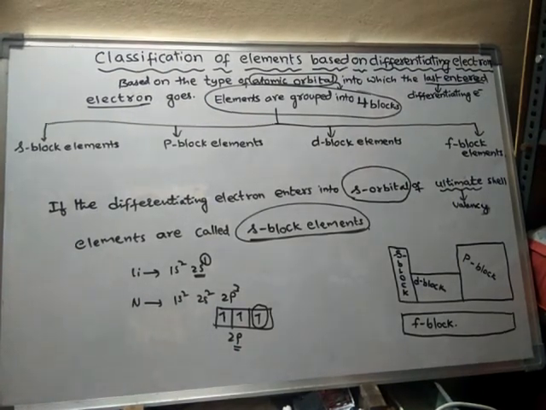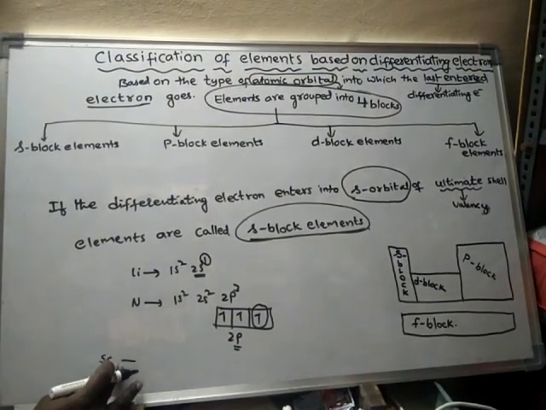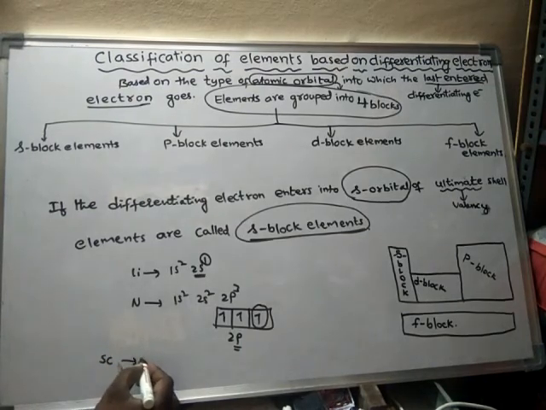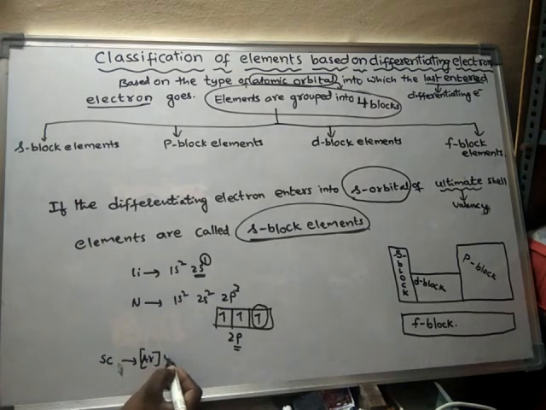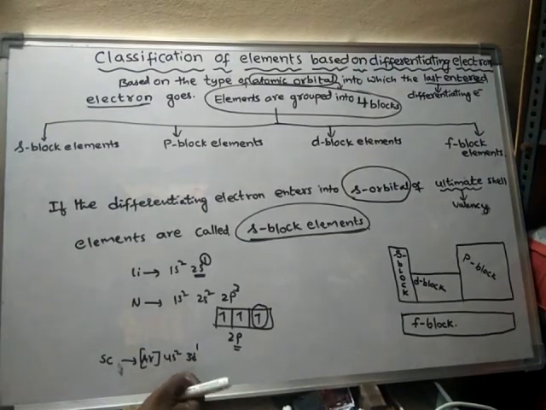Suppose you take scandium, its configuration is argon 4s2 3d1. Here is the last electron. So this is the last entered electron into this atom. The last entered electron is in the d suborbit.